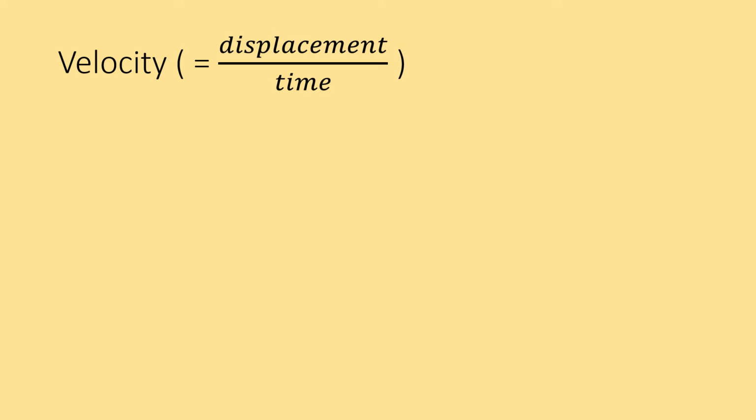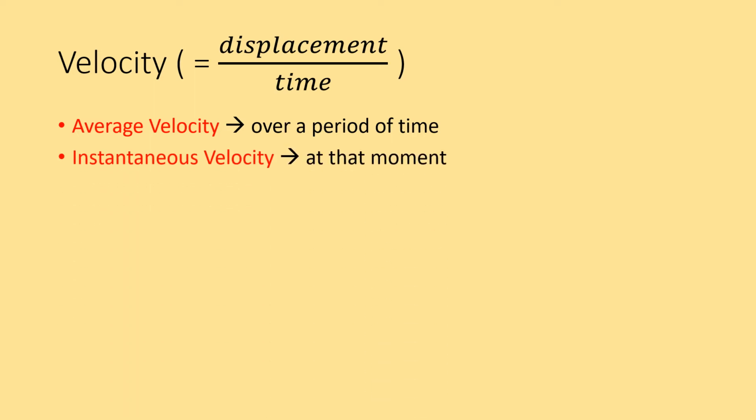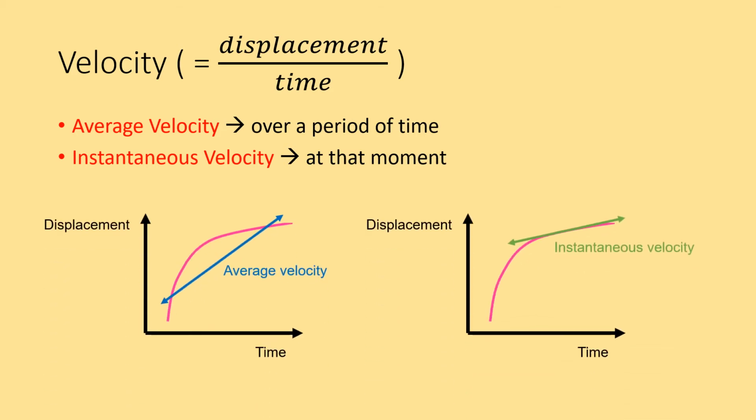Velocity is displacement divided by time. The average velocity is taken over a period of time. The instantaneous velocity is the velocity at that specific moment. And so if we look at displacement time graphs, the average velocity for the points between this first pink graph could be drawn as this straight blue line. The instantaneous velocity, though, is the tangent at any point of that graph.